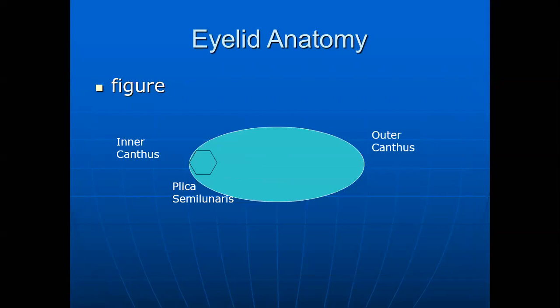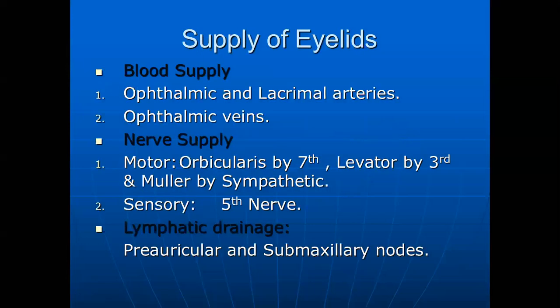Here is another schematic diagram of the eyelid, showing some of the structures present in the inner and outer margins of the eyelids. The outer part of the eyelid is called the outer canthus, also the lateral canthus. The inner part is called the inner canthus, or medial canthus. Then there is a fold of skin on the medial side near the medial canthus, which is called the plica semilunaris.